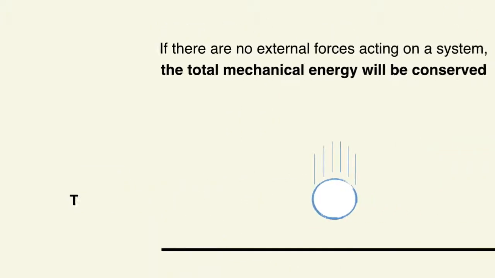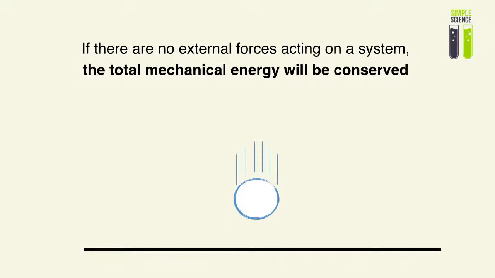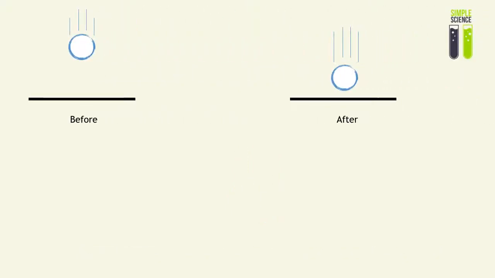It is important to know that for the law of conservation of mechanical energy, very much like the law of conservation of energy, if there are no external forces acting on a system, the total mechanical energy will be conserved. And we can therefore derive very important formulas.